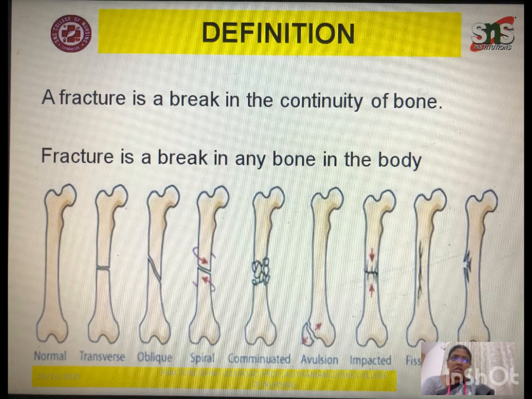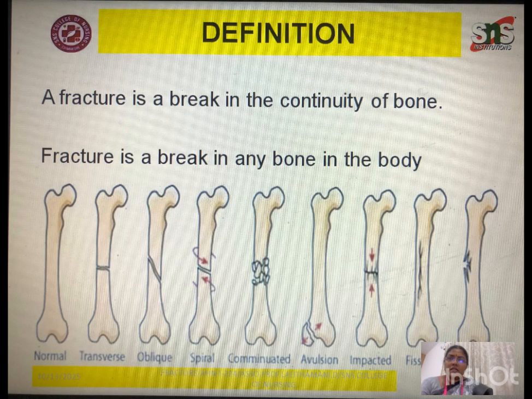So a fracture is a break in any bone in any part of the body. It can happen in any part of the bone. There are many types of fracture. One is the normal bone. The normal bone, without any disruption in the continuity, is called a normal bone. When there is a disruption or break in the continuity, it is called a fracture.